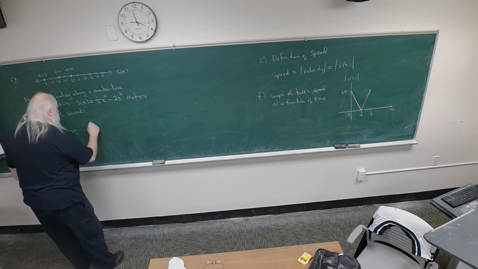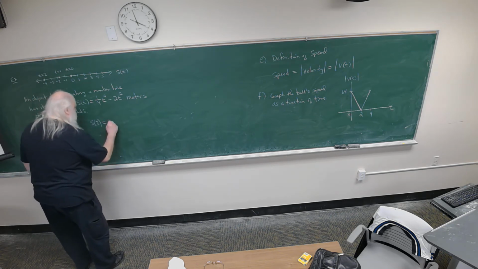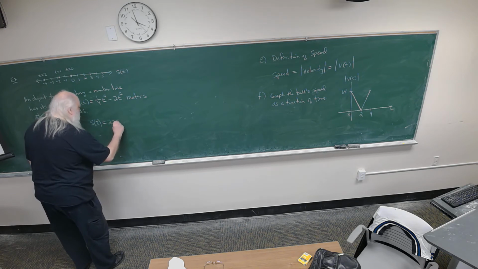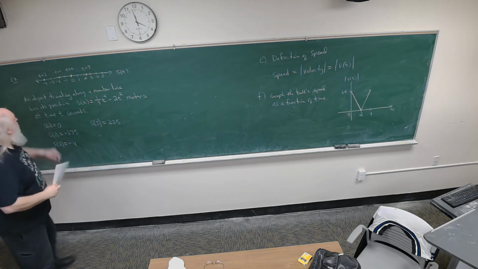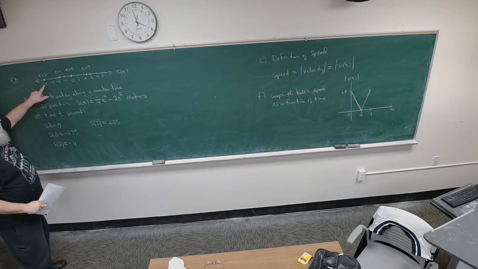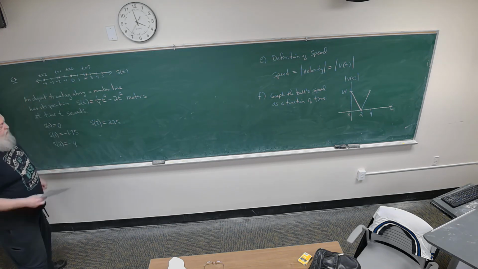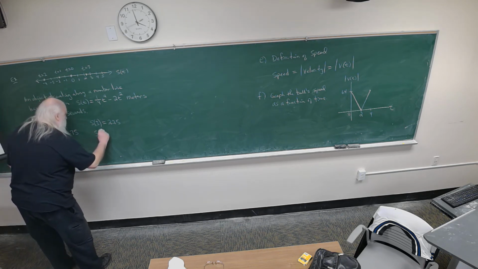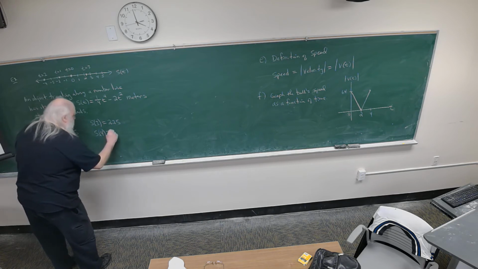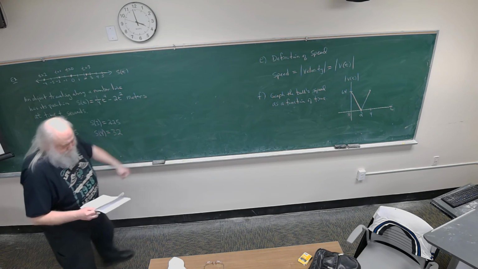At t equals 3, the object is at 2.25, which is about right here. So this is where the object is at t equals 3. So from t equals 2 to t equals 3, it went from position minus 4 to 2.25 on the number line. And then lastly, at t equals 4, the object is at 32, which is way out here somewhere, okay?